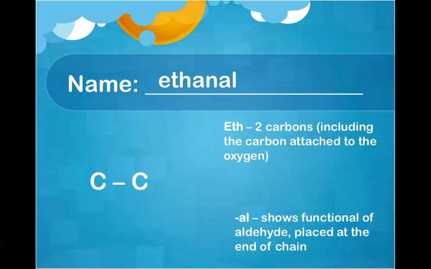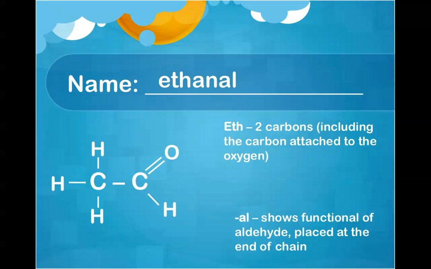So ethanal, Eth means you have two carbons, so you draw your two carbons, including the carbon attached to the oxygen. The Al shows the functional group of the aldehyde, which is placed at the end of the chain. So I just decided to put it on the right, making this my primary carbon. You could also have it on the left, and then filling in the hydrogens the rest of the way. And again, there's no number needed for aldehydes. It would be incorrect to show the one.